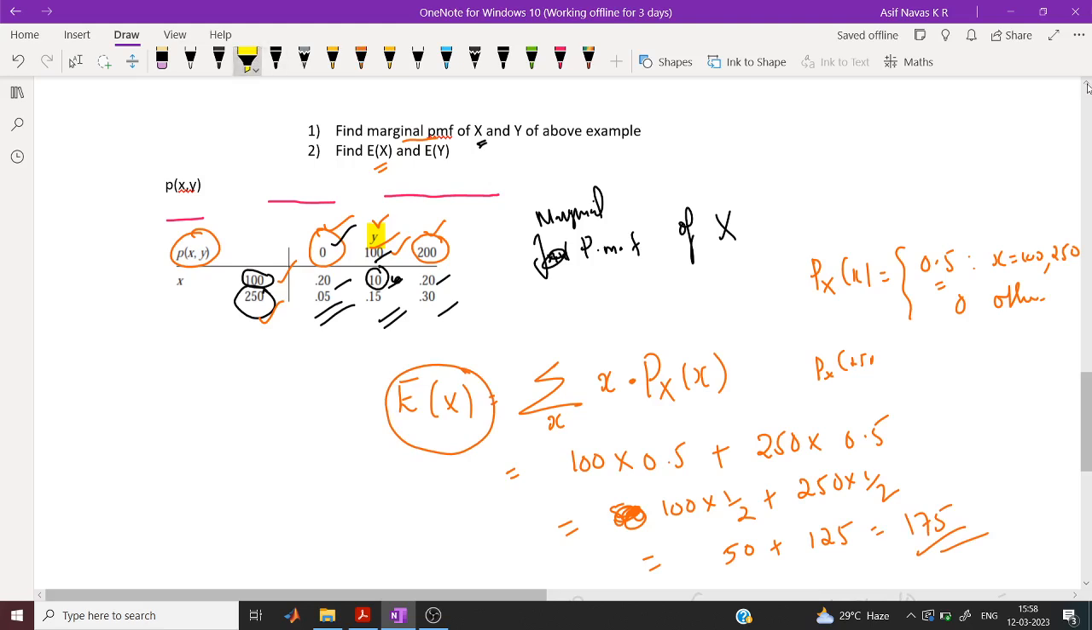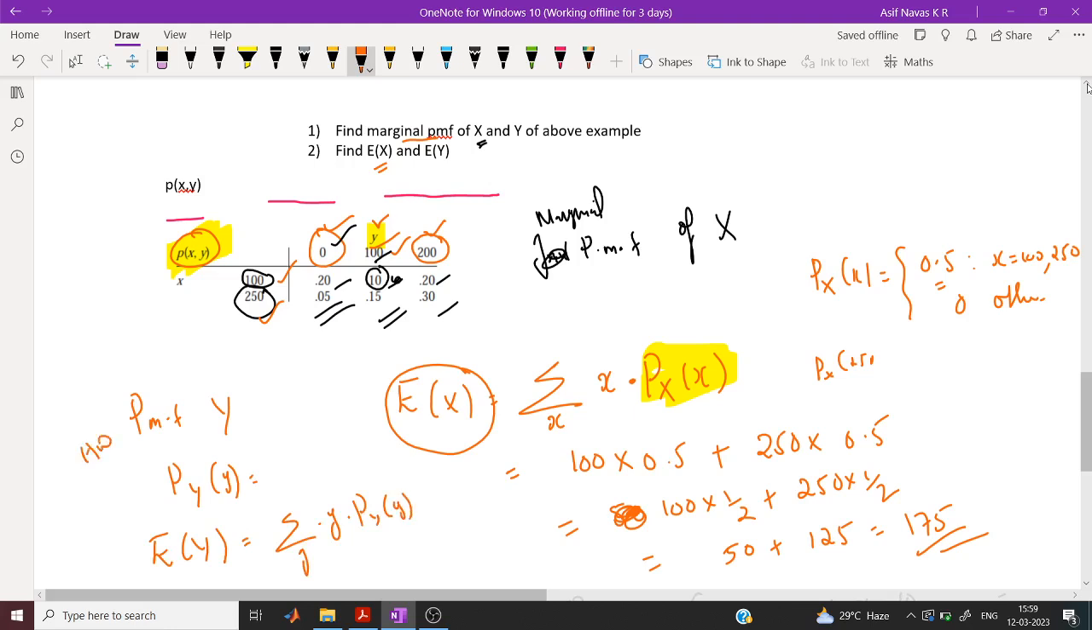So in order to find the expectation of x, if we are given the joint PMF of two variables, then you have to find the marginal. Similarly, you can find the marginal PMF of y, that is Py of y, and also E of y equals the summation over y of y times Py of y. This is your homework. Thank you.